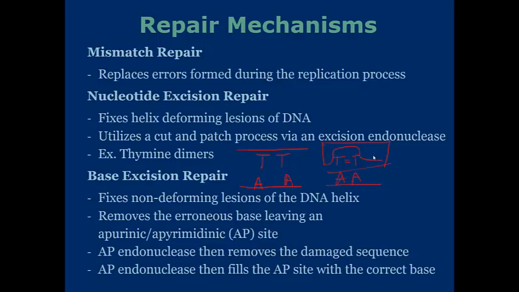Base excision repair fixes non-deforming lesions of the DNA helix. This removes the erroneous base, leaving an apurinic or apyrimidinic site, AP site, with AP endonuclease then removing the entire damaged sequence. The AP endonuclease then fills the AP site with the correct base. So if there is some sort of error, you'll often see these come in and just cut it out and replace it, similar to nucleotide excision repair. However, nucleotide excision repair often uses the structural deformities to locate these errors, whereas a base excision repair does not need such a thing. You'll notice that with a lot of genetic engineering techniques, AP endonucleases and these types of repair mechanisms in the cell are used to incorporate new DNA into the sequence of the host.